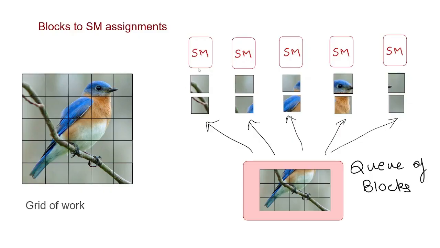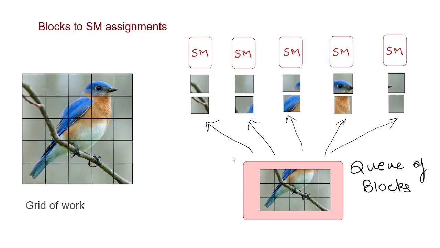And at a time, each streaming multiprocessor can be assigned a few blocks, but not a lot, because the blocks take up resources on the streaming multiprocessor, which is quite limited. But the grid can have many more blocks than can be accommodated on the streaming multiprocessor at a time. So the rest of the blocks wait in a queue, and then the block scheduler schedules them as and when the streaming multiprocessors become available again.